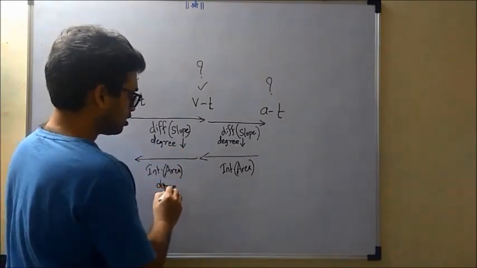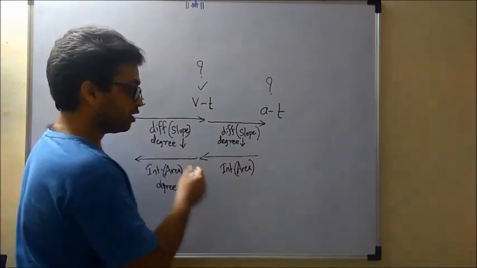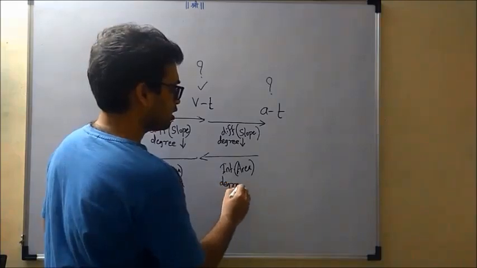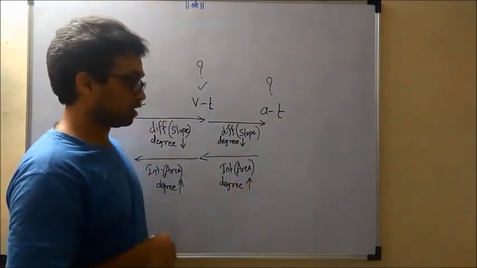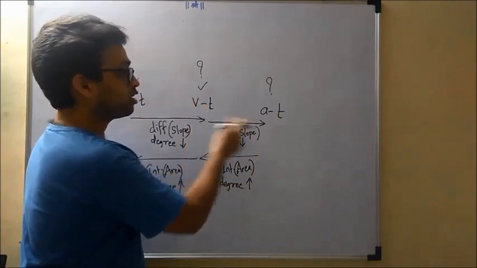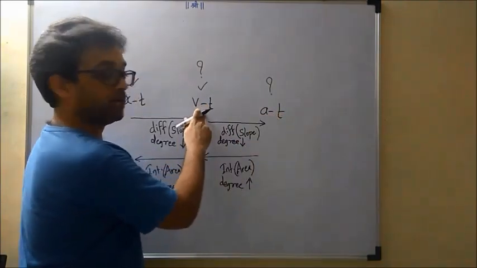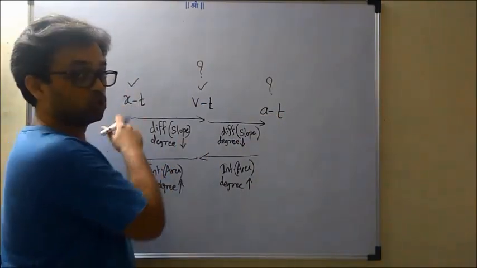Now, for integration, what happens to the degree? Degree increases when you find area or integration. So AT curve to VT curve. If the degree is 0, it will become 1. If the degree is 1, it will become 2.